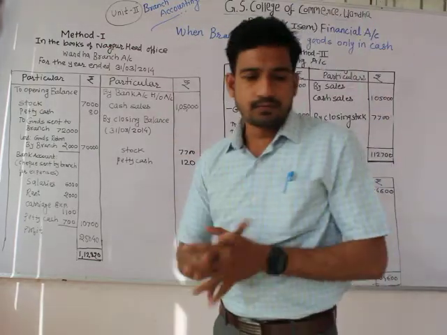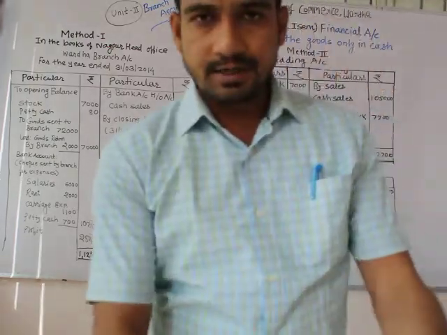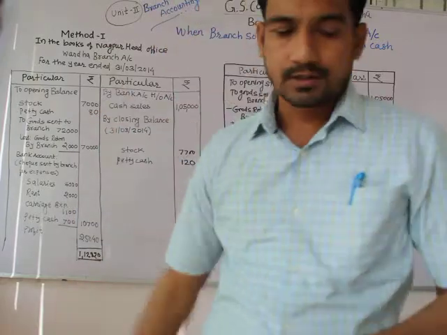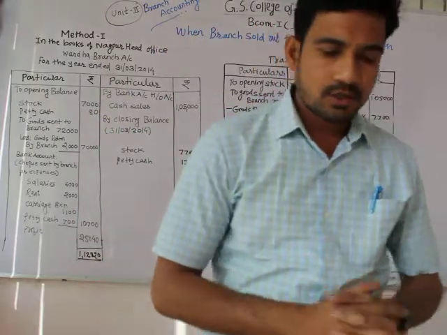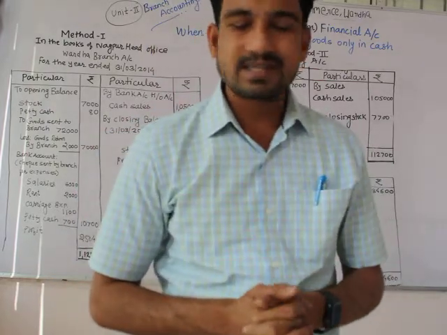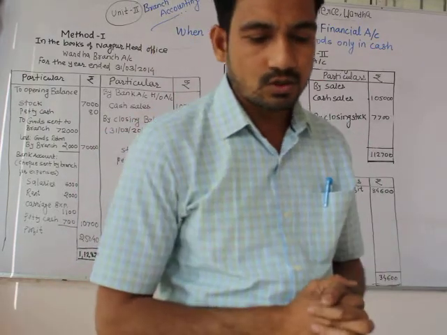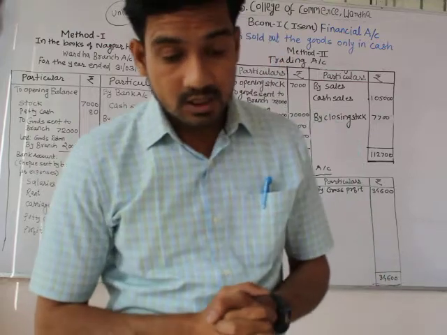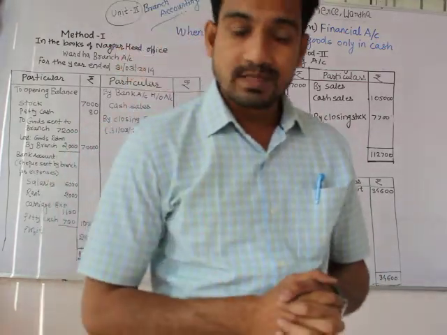So moving to method first. First I will read the problem, and then we will move to method first. We have been given some information. Branch stock on 1st April 2013 is rupees 7,000, that is the opening balance of the stock. Then branch petty cash, it is also an opening balance of rupees 80.